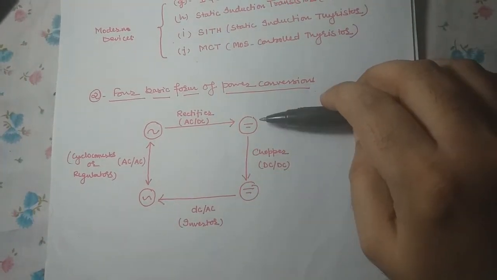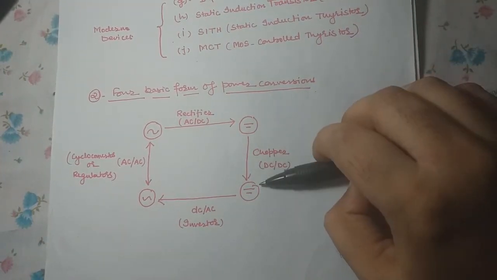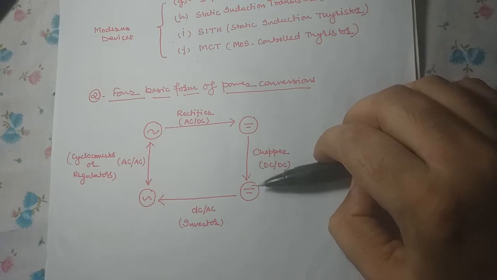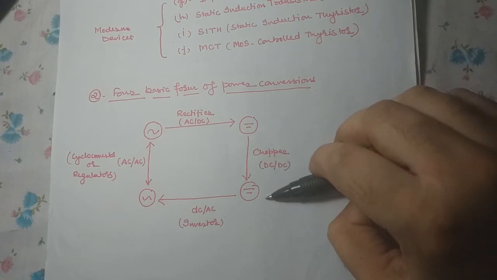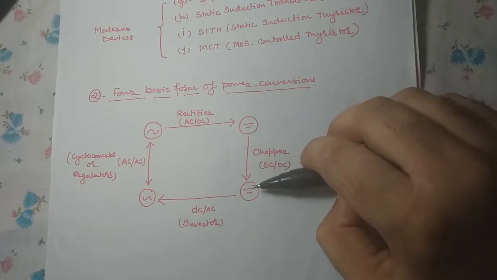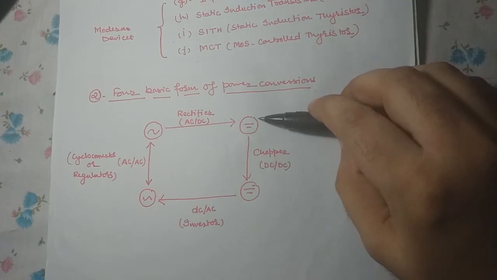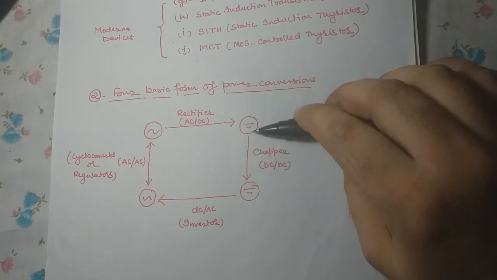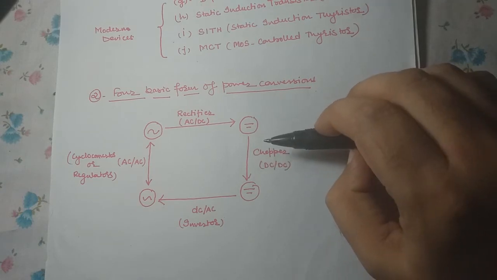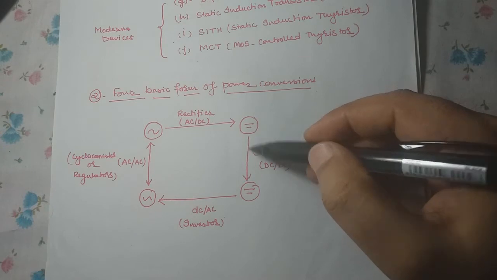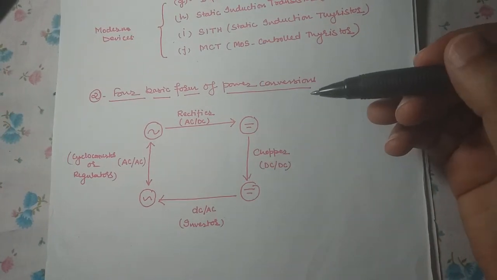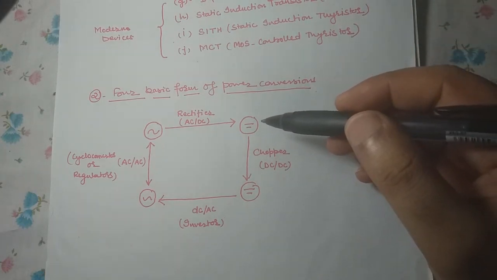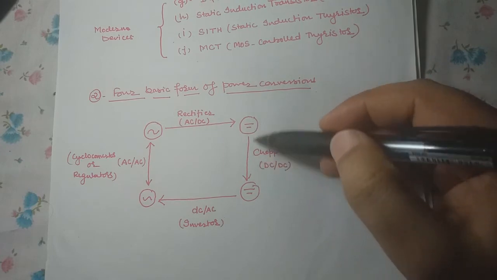And if DC into DC conversion is done, then what is being changed? From DC to DC conversion, the voltage level is changed. So the device which is being used to convert DC to DC is called a chopper. As we know, there is no frequency in DC, so frequency cannot be changed. Only the voltage level is being changed from DC to DC using a chopper.